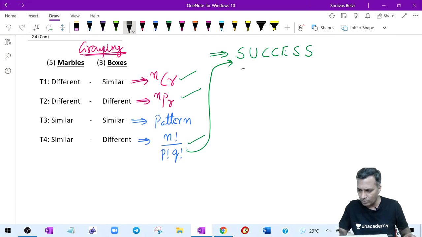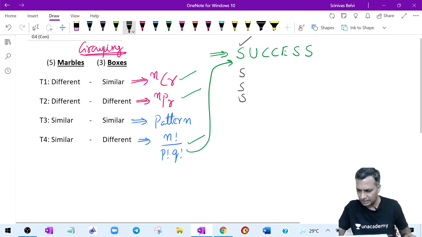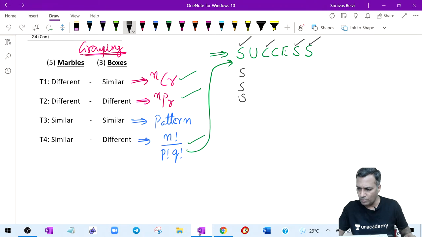Segregation. You say, hey, how many S's are there? You have three S's. You say that, hey, these three, put them together. How many C's are there? There are two C's, put them together. Then you have one U and one E. You say that all together there are seven.